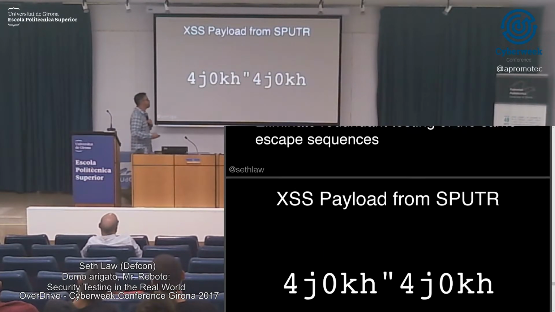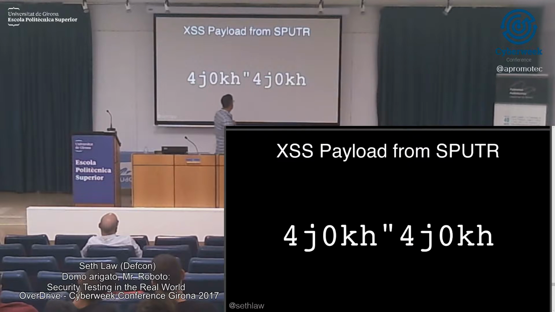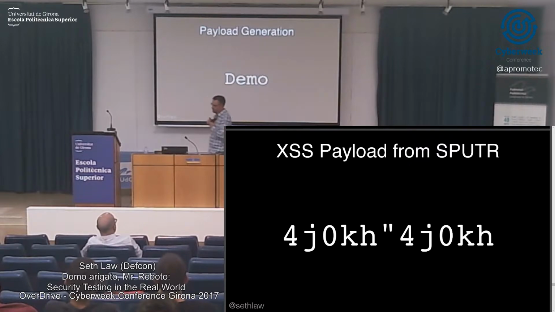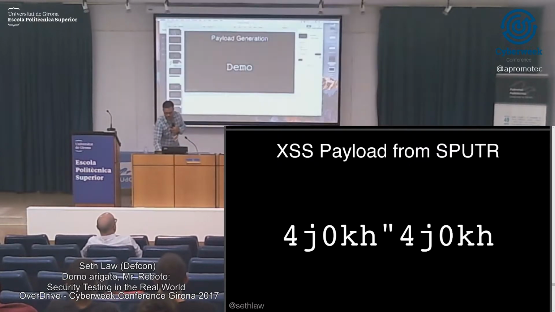So here's an example of a payload from Sputter. I'm taking the same approach that Burp Suite actually does when they generate payloads, by throwing some random strings around the character that I'm concerned about so that I can use that for identification later. And we'll actually show this really quick. Let's see if we can pull this up.